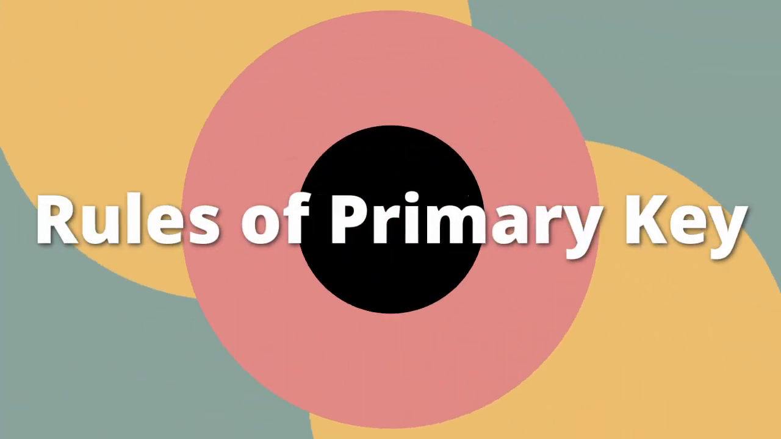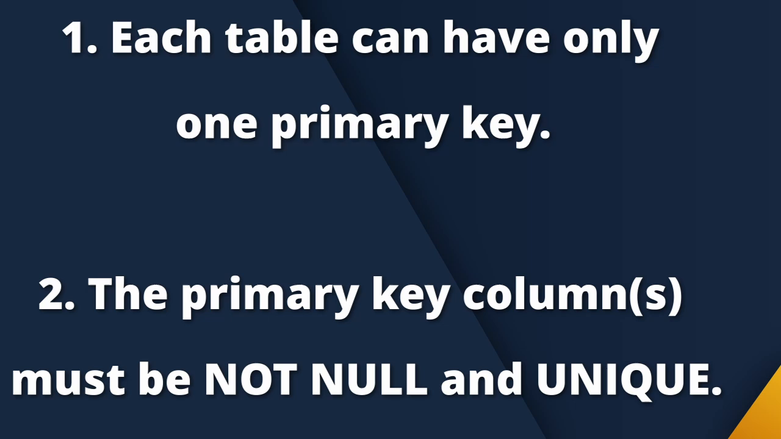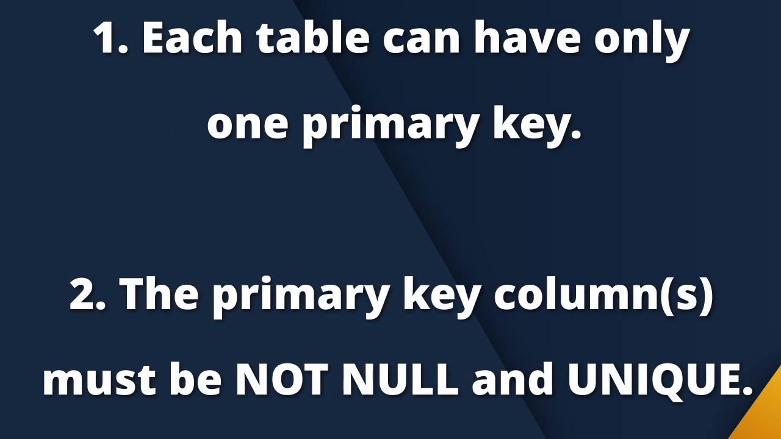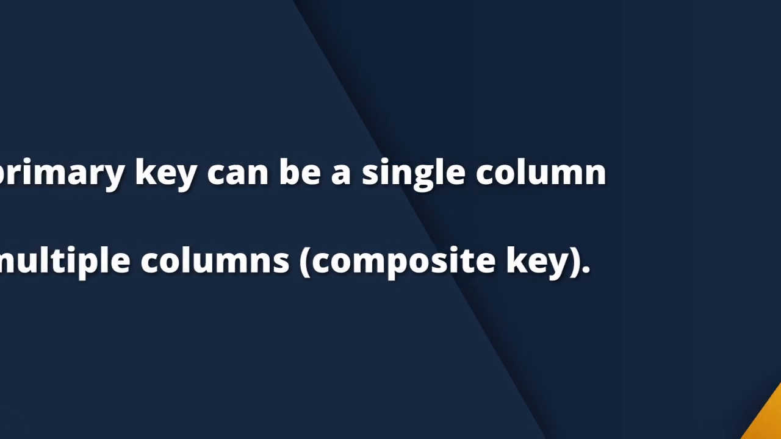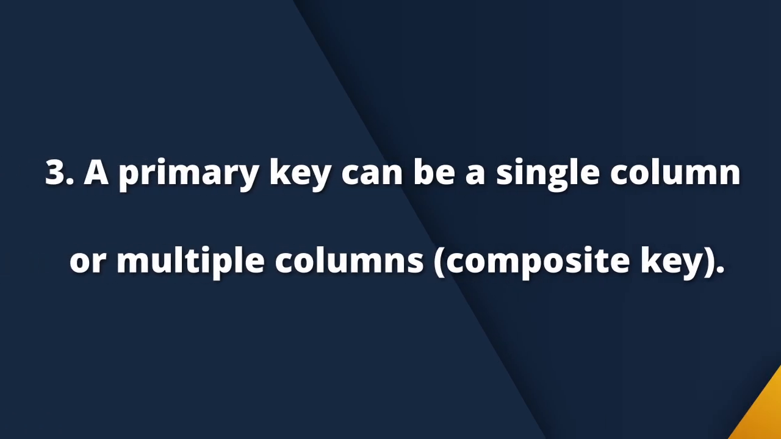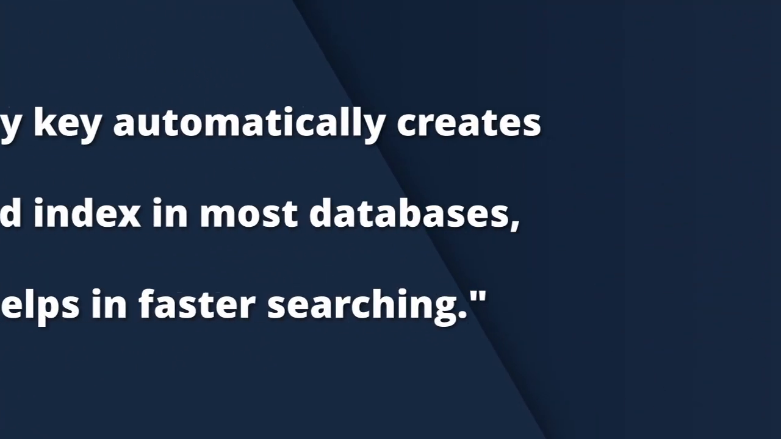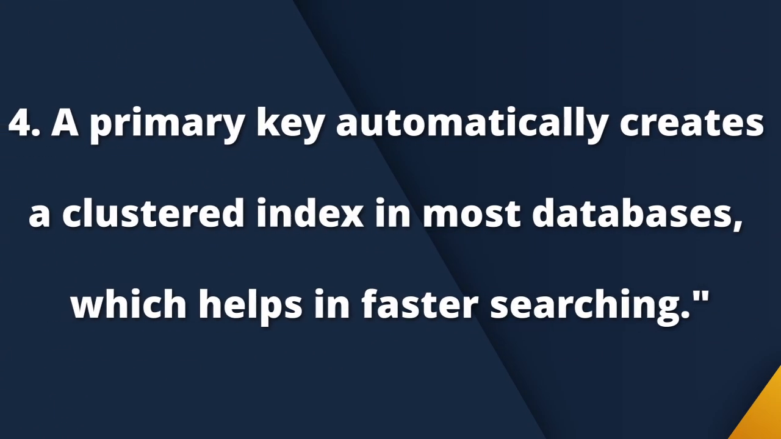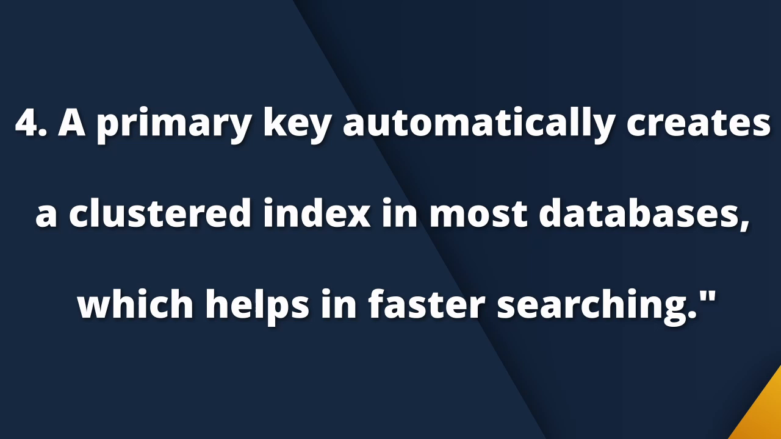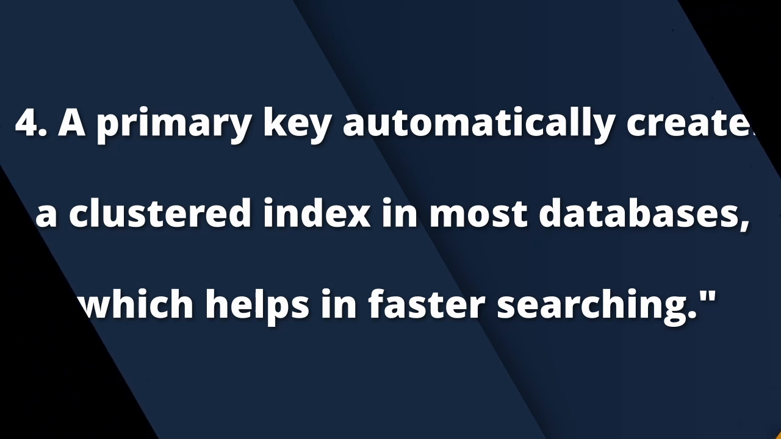So, here are some rules for the primary key as well. Each table can have only one primary key. The primary key columns must be not null and unique. A primary key can be a single column or multiple columns, meaning a composite key. A primary key automatically creates a clustered index in most databases, which helps in faster searching.